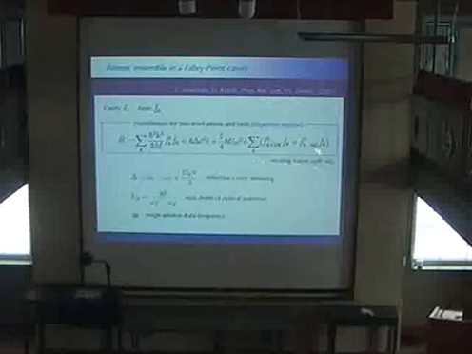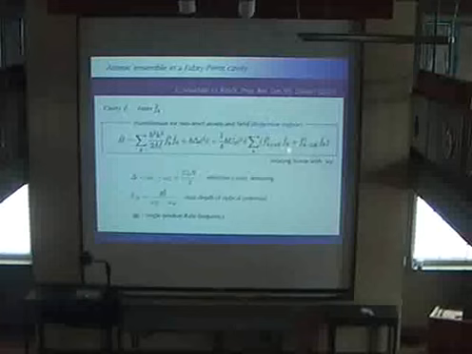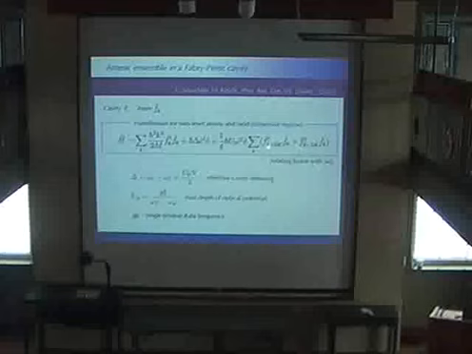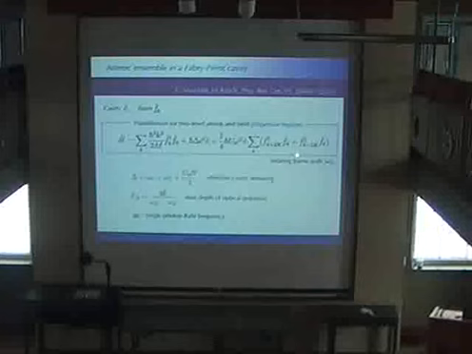The last term is very important. It's the atom-field interaction, and if you look closely at this term, it annihilates an atom at momentum k and creates another atom at momentum k plus 2K. So 2K is twice the wave number of the field.